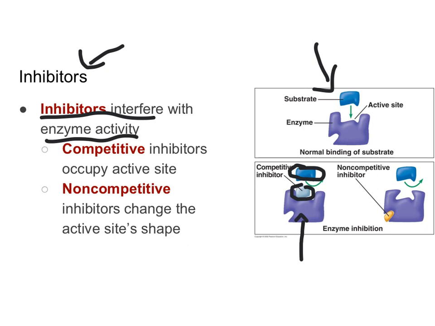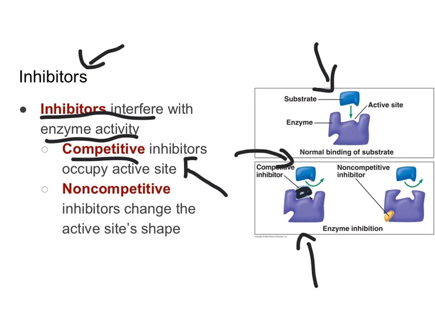This can happen in one of two ways. First, we can have what's called a competitive inhibitor. A competitive inhibitor will compete, hence the name, with the substrate for the active site in the enzyme. That's what we see right here. You can see my inhibitor binds to the active site, which prevents the substrate from binding.